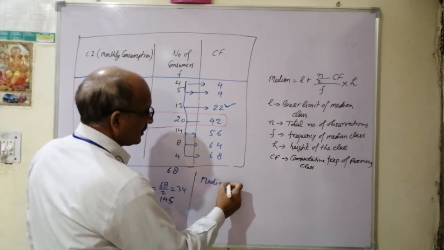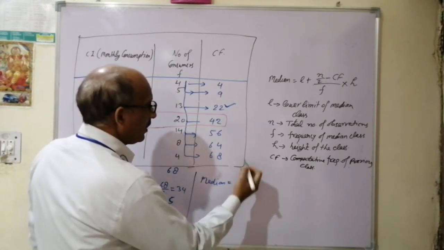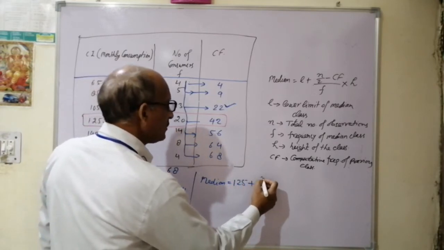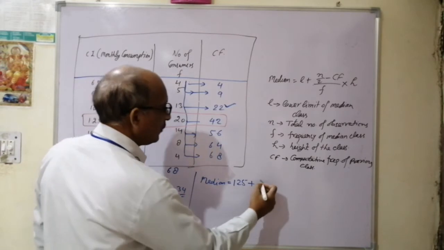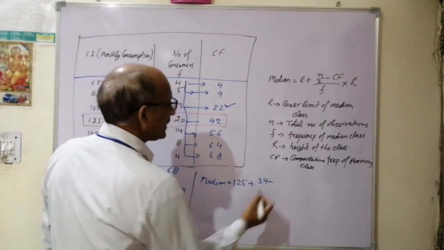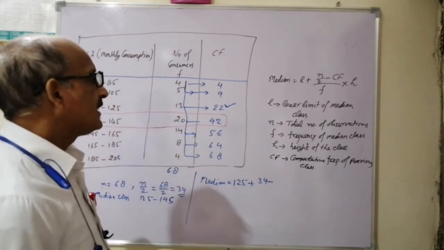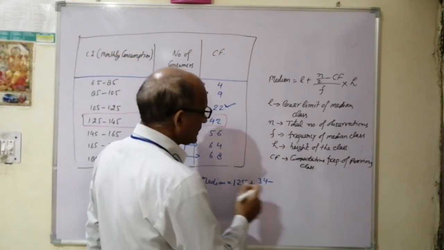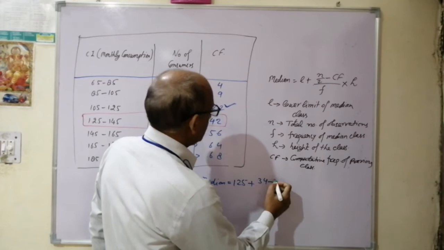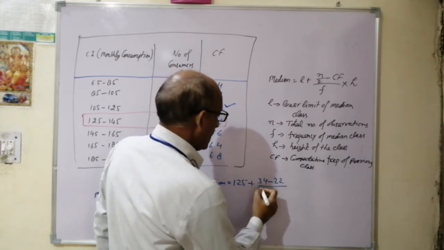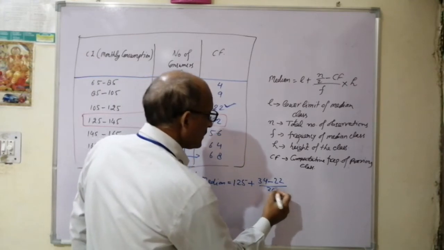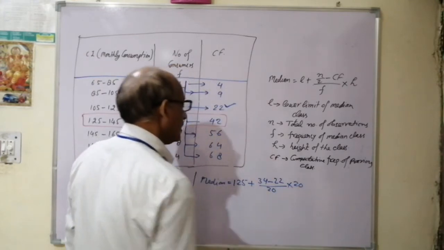Median is equal to L plus N by 2, where L is already 125 and N by 2 is calculated as 34, minus CF. CF means the cumulative frequency of the previous class, so we can write here 22, upon F, the frequency of the same class, into H, which is 20.